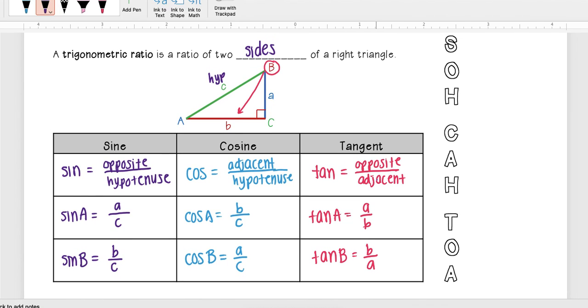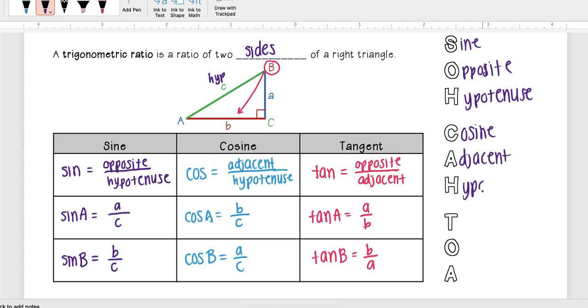Sometimes it can be hard to remember these different ratios, so something that I like to use is called SOHCAHTOA. The SO stands for sine, opposite over hypotenuse. The CA part stands for cosine, adjacent over hypotenuse. And then the TOA part stands for tangent, opposite over adjacent.